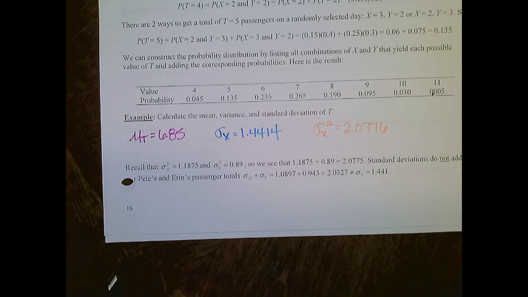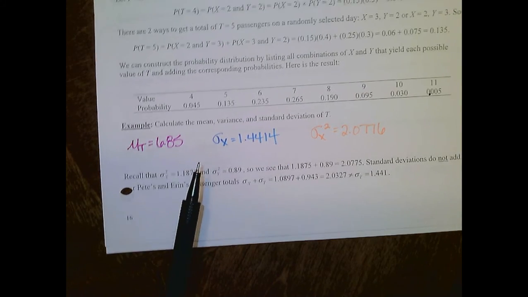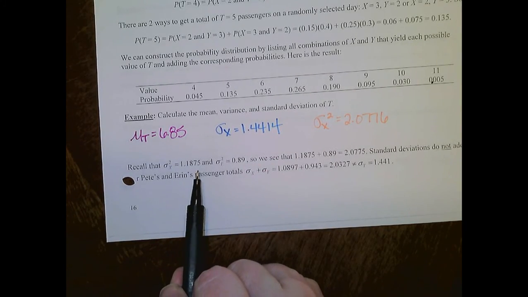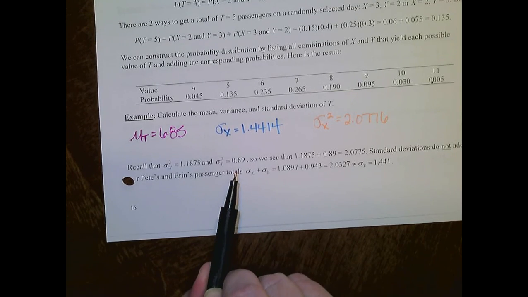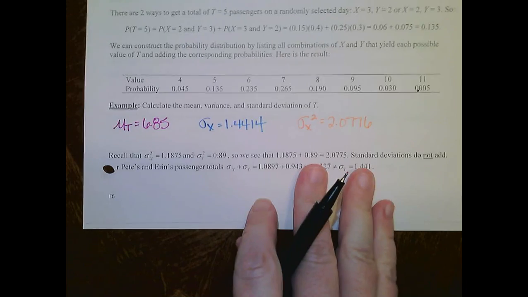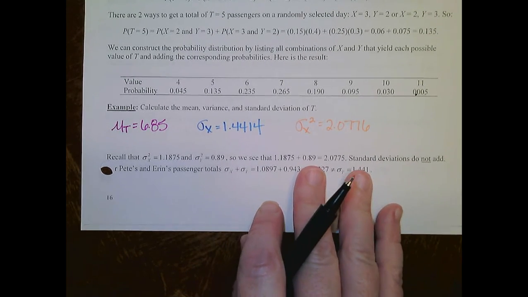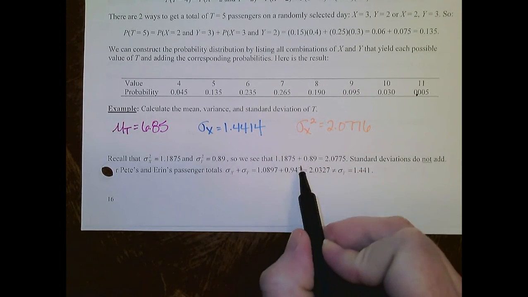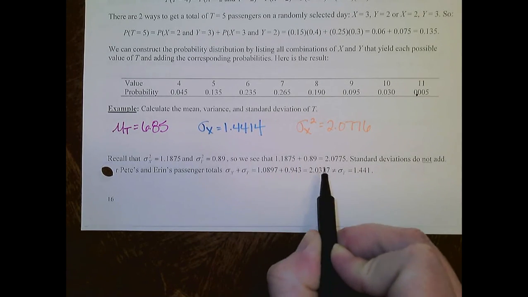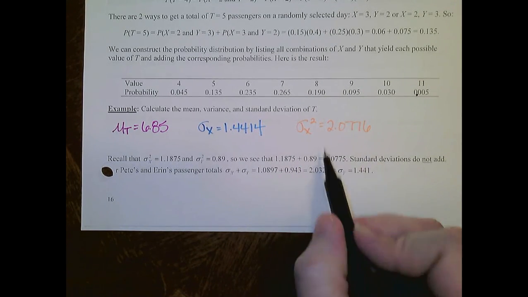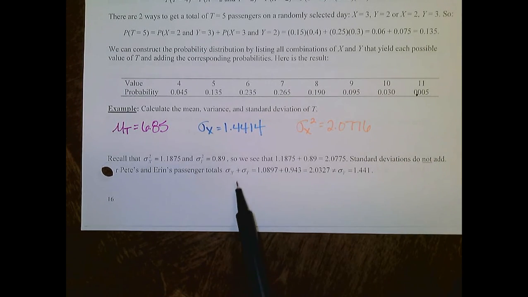So if we look at the variance for x and the variance for y, the variance for x would be 1.0897 squared, so 1.1875. And the variance for y would be that 0.943 squared, so about 0.89 roughly. We can see that if we just add the variances, we'll end up with the variance of the total. Notice that adding the standard deviations doesn't give us the same result.